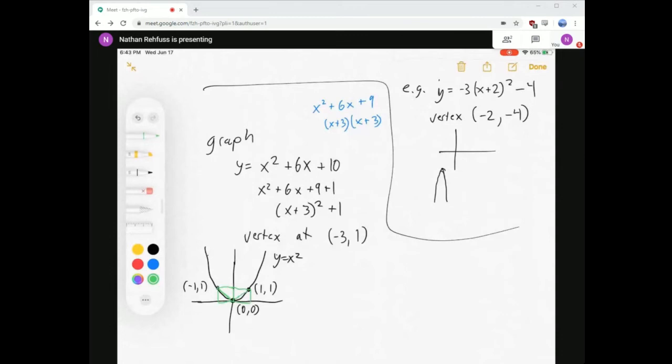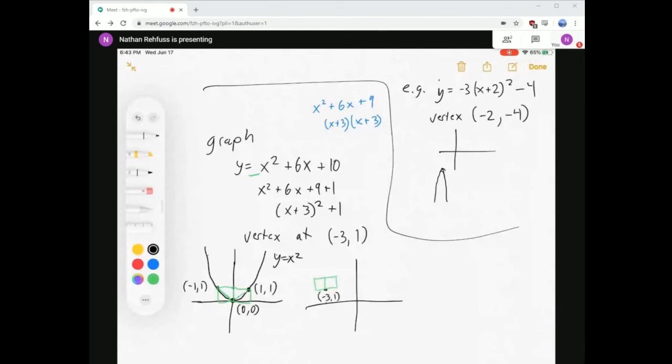So here, there's no stretch or shrink, there's no a out in front. And so my vertex is at -3, 1. I'll go 3 to the left and 1 up. And then I can draw in those two boxes if I want. I'm not going to need them every time at all. But this is -3, 1.